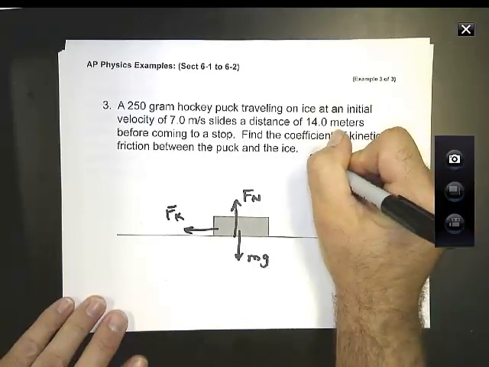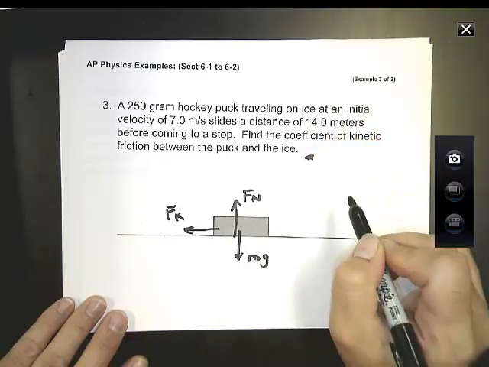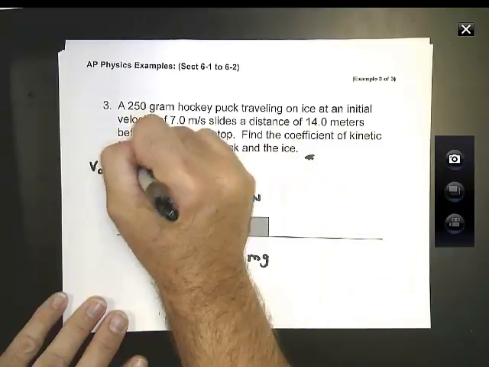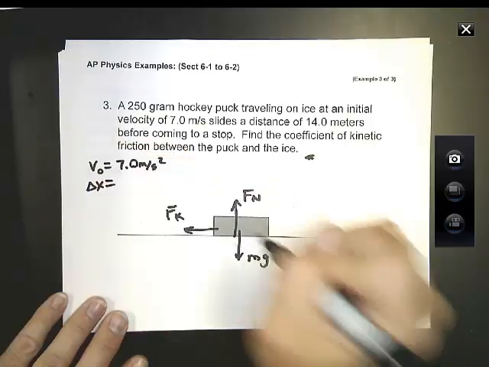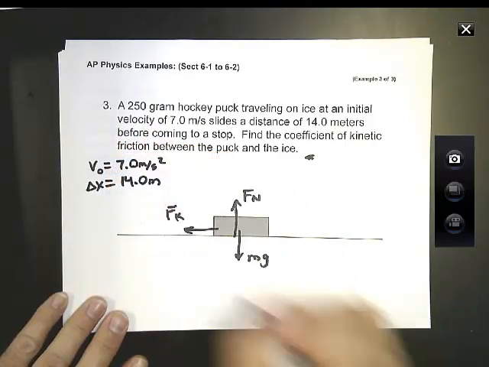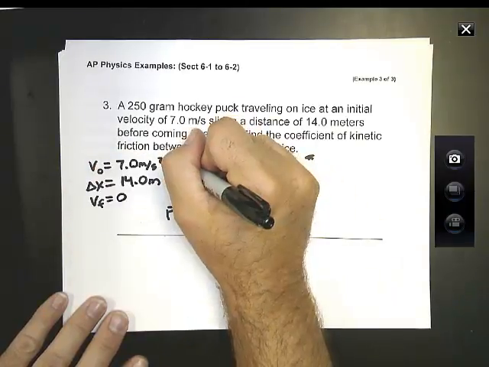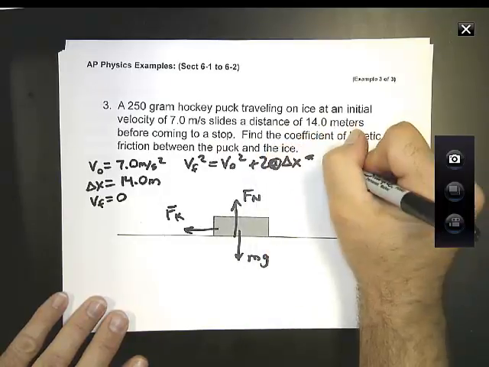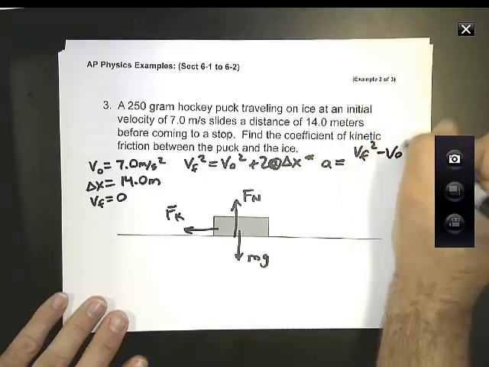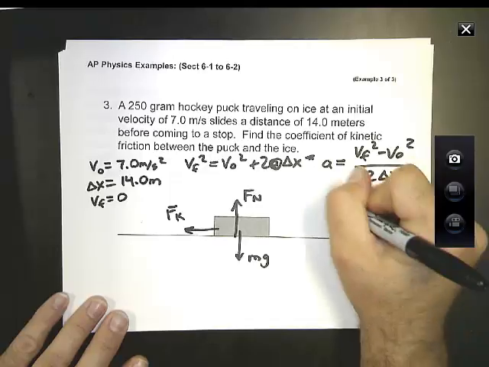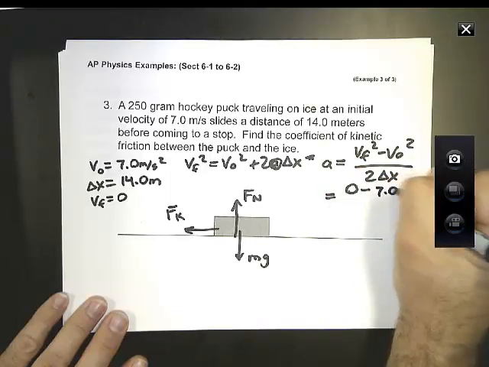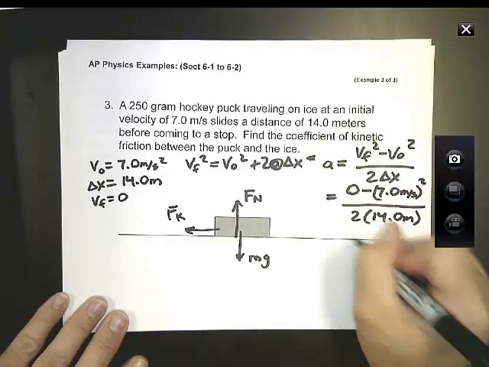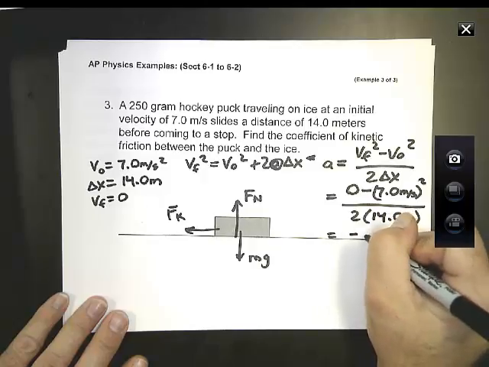Now, what we're going to do then is say, okay, well, the acceleration of this thing we can first find by doing a little Spaceman Spiff. So we'll say, okay, the initial velocity is 7 meters per second. It does this over a distance of 14 meters. The final velocity, 0. Spaceman Spiff says V final squared equals V initial squared plus 2A delta x. So we can solve for A by saying A equals V final squared minus V initial squared all over 2 delta x. And we know all this stuff. 0 squared minus 7 squared divided by 2 times 14 meters. Okay? And we come up with an acceleration of negative 1.75 meters per second squared.